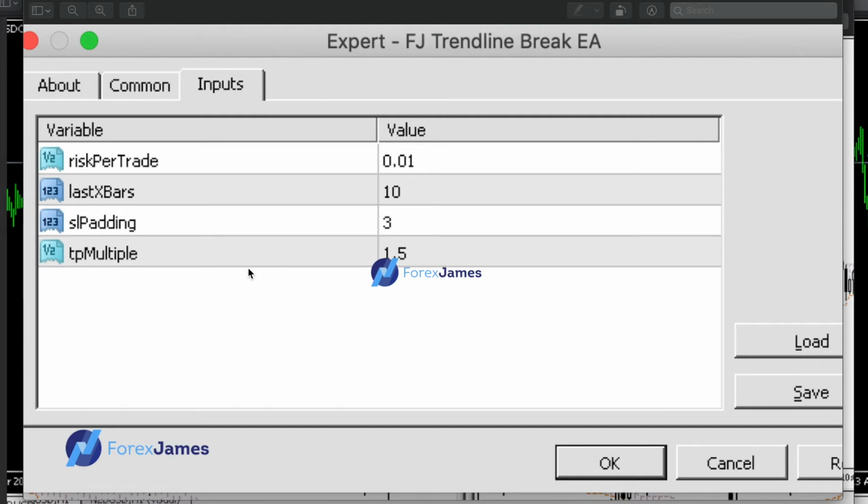TP multiple is set to be at 1.5 by default, and it's basically a multiple of the distance between your entry price and your stop loss price. If you wish to aim for a bigger risk to reward, you can just increase this to 2 or 3, depending if the situation allows for it.